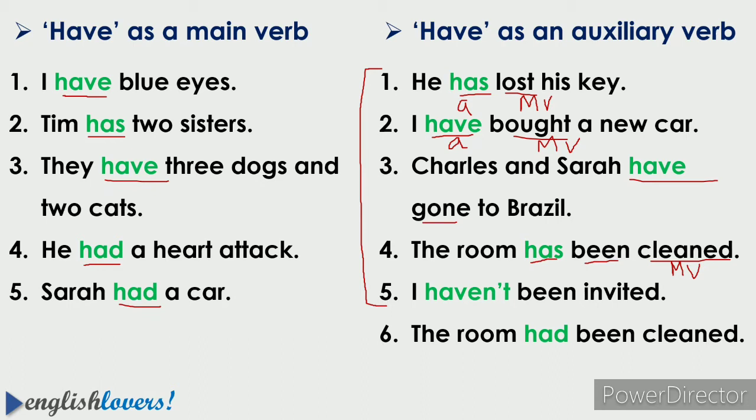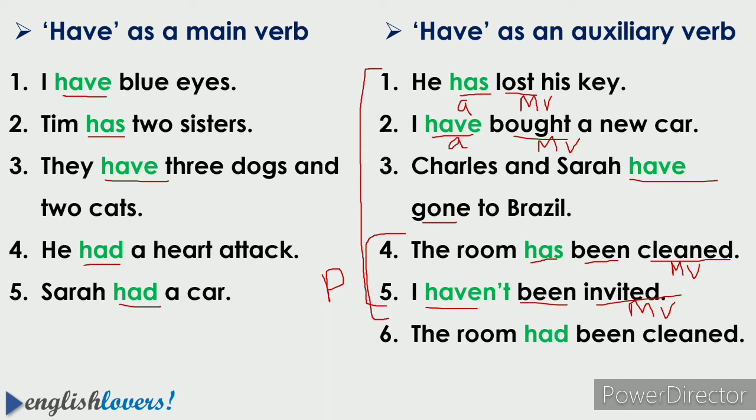So there is one difference. All these 5 sentences belong to present perfect tense, but in the 4th and 5th sentences, the passive aspect of present perfect is used. So here the room has been cleaned. You can say that the room has been cleaned by somebody, or by my brother. So here it is passive aspect. In the next sentence also, I haven't been invited. So here invited is the main verb and have and been function as auxiliary. This is also passive aspect of present perfect, because you can say I haven't been invited by my relatives.